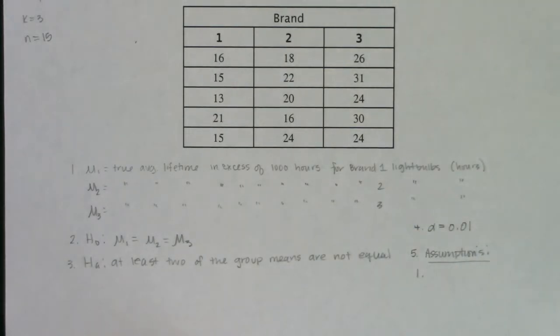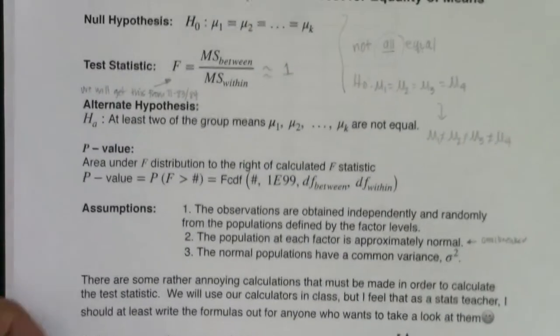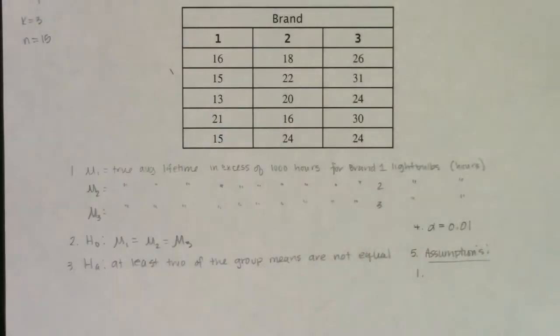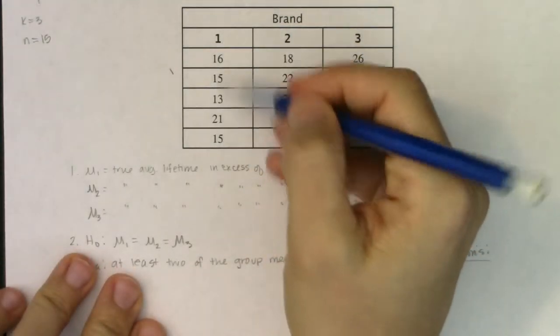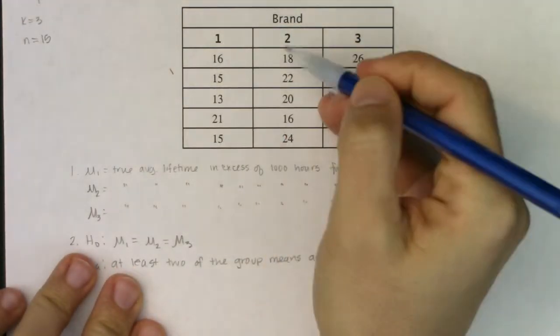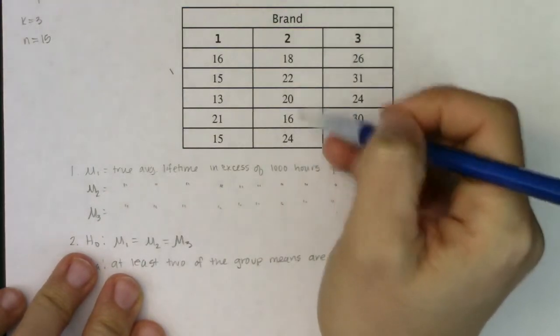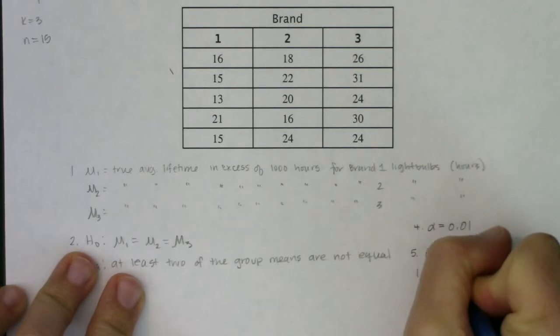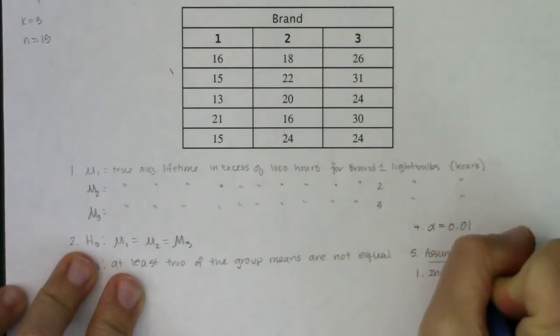All right, so if I take a look at my assumptions, I need independent random samples. That's what I'm looking for. So let's see if we have independent random samples. Now, in terms of independence, do I think that the average lifetime for brand 1 light bulbs has anything to do with brand 2 light bulbs? I don't. Or brand 3. They are independent samples. I'll give you that.